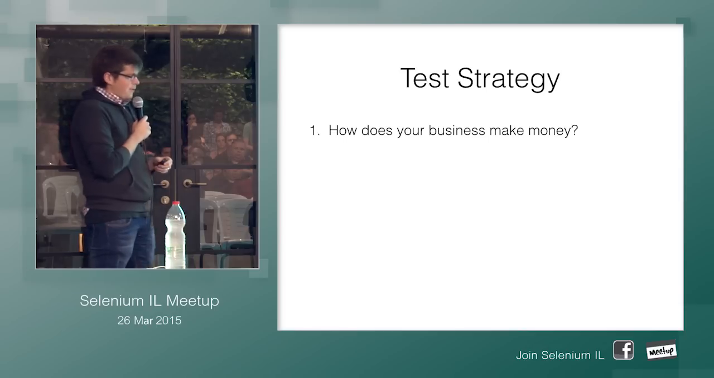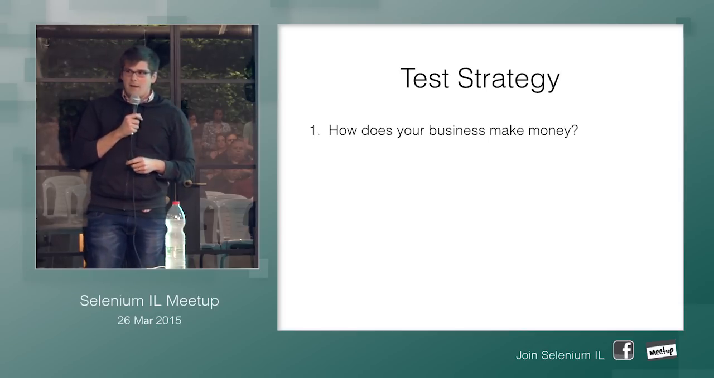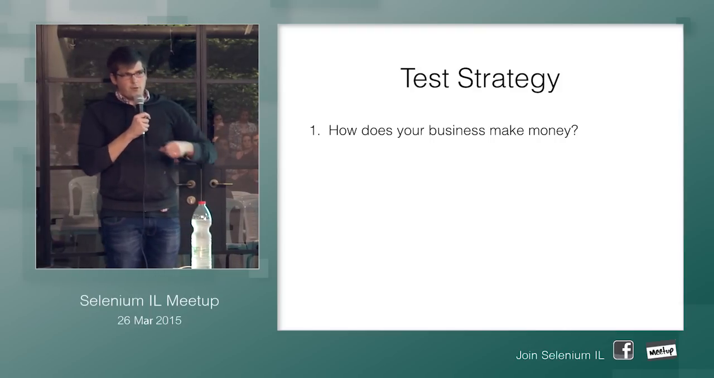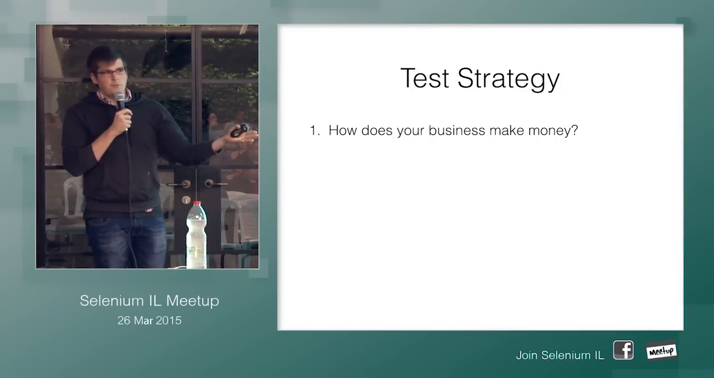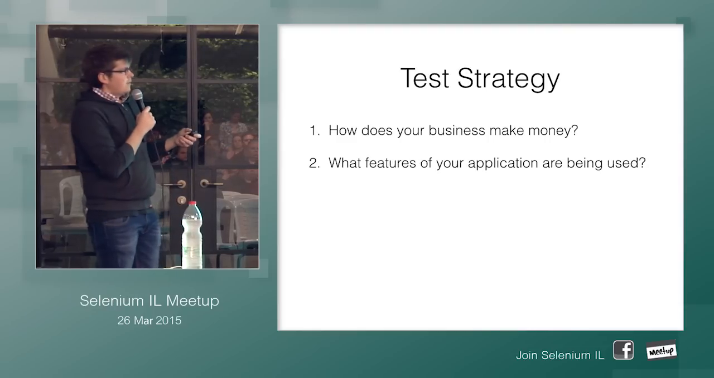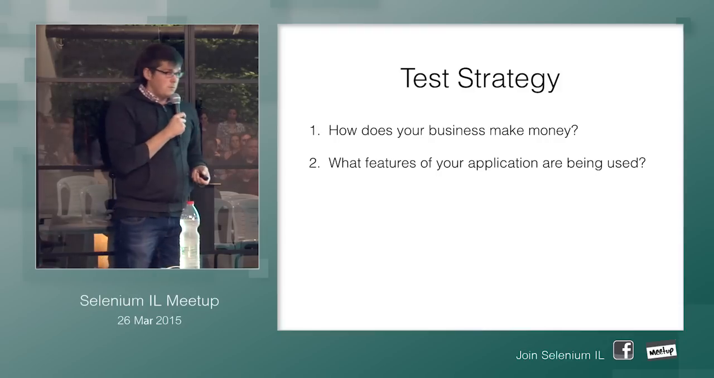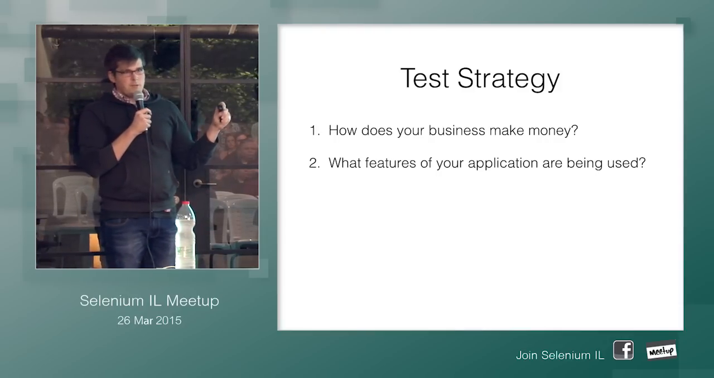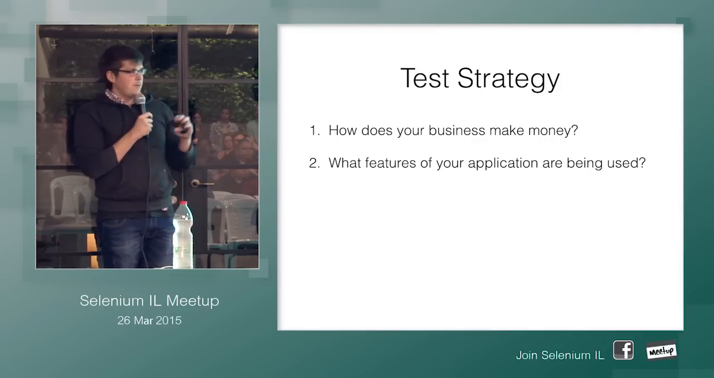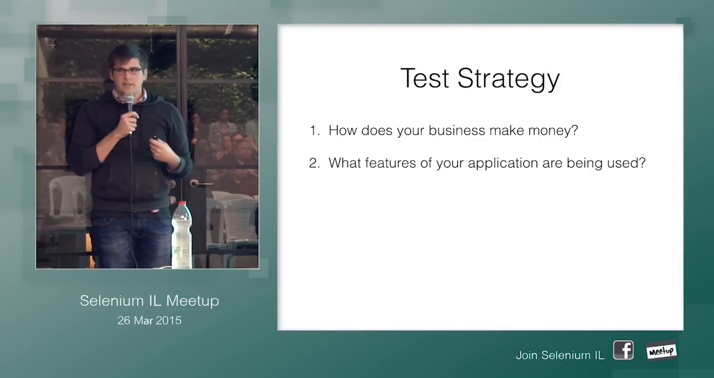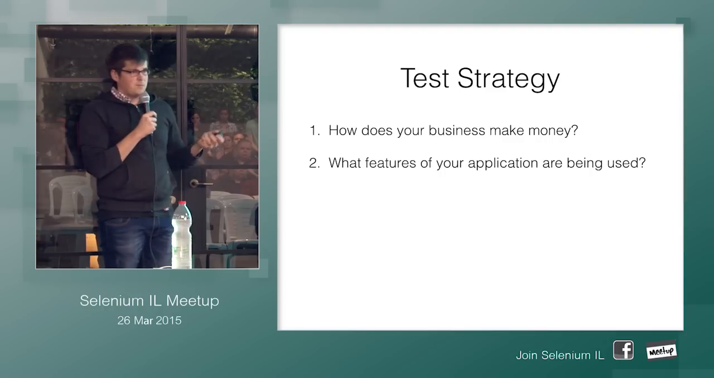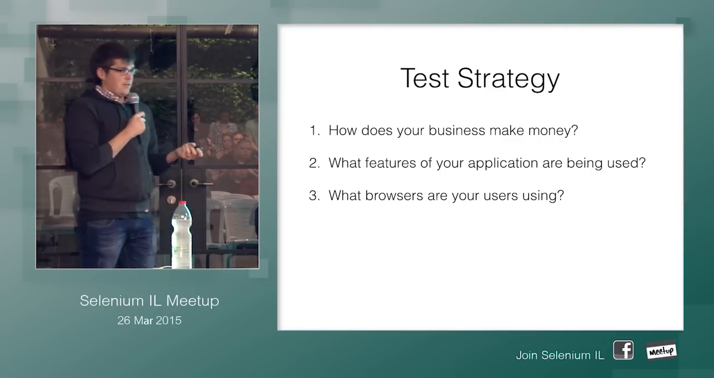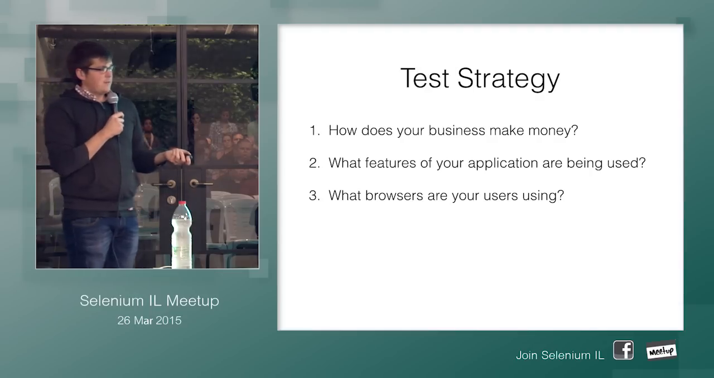So the first one is, how does your business make money? And if you don't deal directly in dollars and cents, if you're more of like a nonprofit, then how do you generate value for your user? And then what features of your application are being used? Since you're most likely not dealing with super secret corporate federal data, you probably have access to usage data, like Google Analytics, to be able to understand what actually is being used in your application. And then you can also determine from that usage data what browsers people are using.